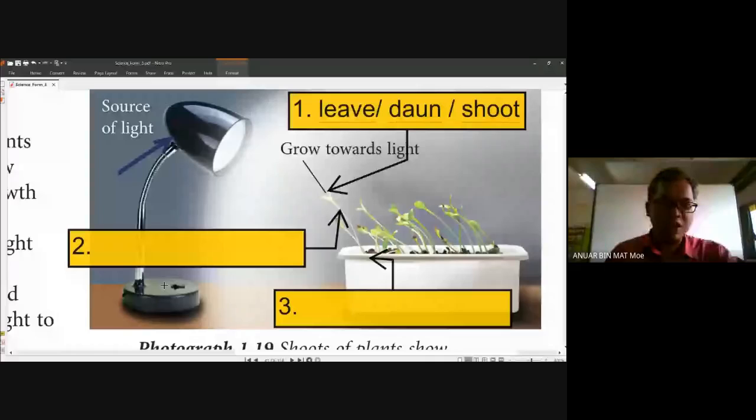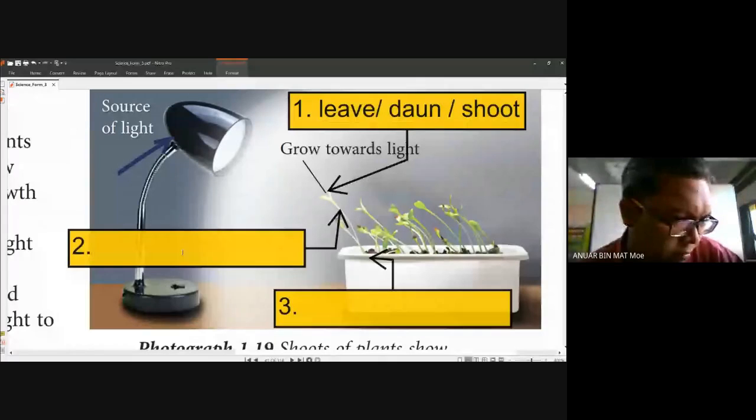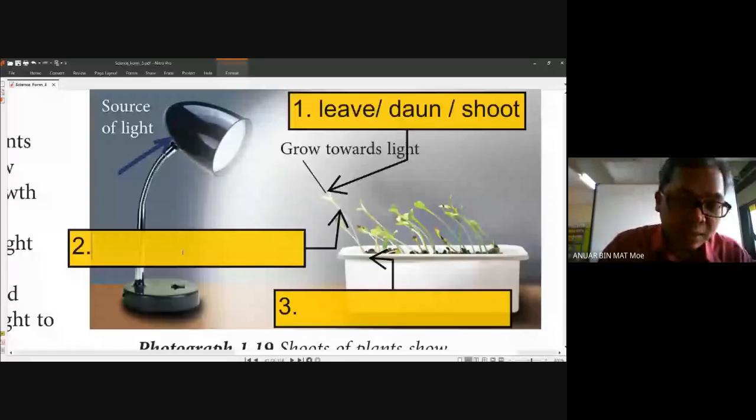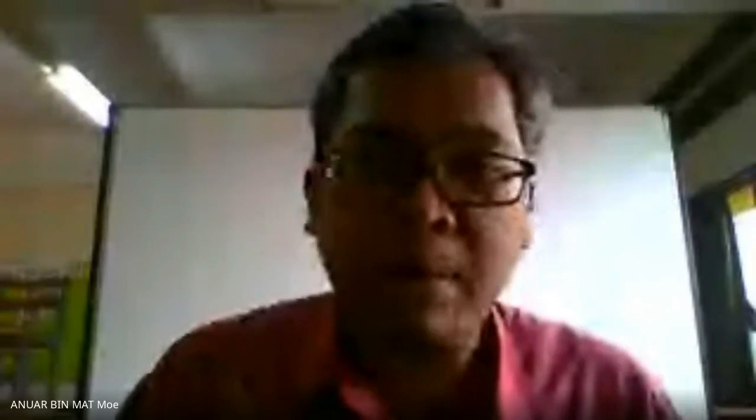Just below the leaf. Nombor 2 yang rasa apa itu? In BM we call it batang. Kalau dalam BM kita panggil dia batang pokok. In BI we call it as the stem of the plant, batang pokok.